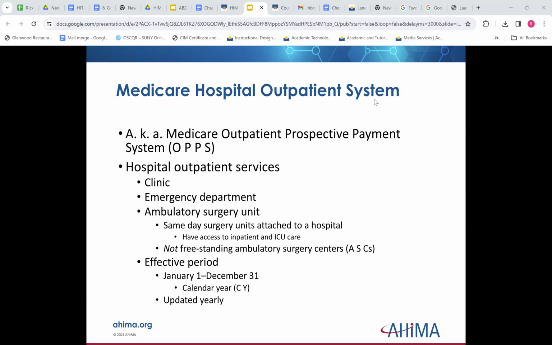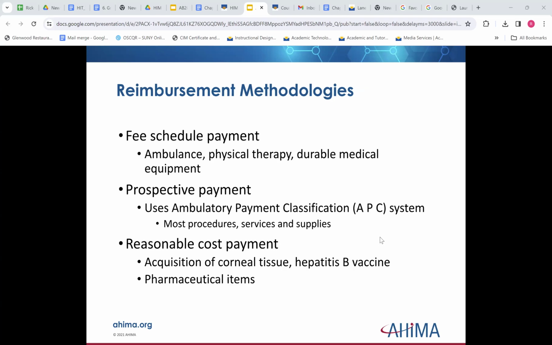And this is a little bit different than the ambulatory surgery centers. And again, these things are updated yearly by CMS, new regs coming out all the time. We hope to capture the majority of the current ones here. There are three different ways that hospitals are reimbursed for outpatient services, and this includes things that we're used to.